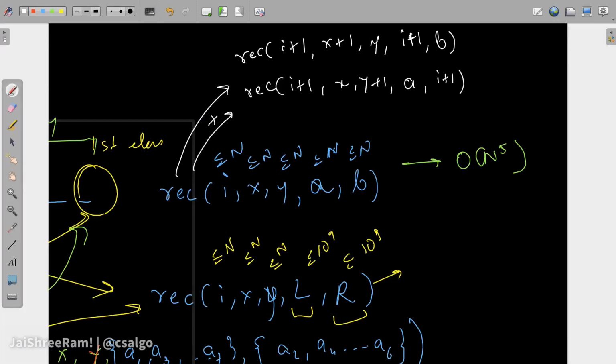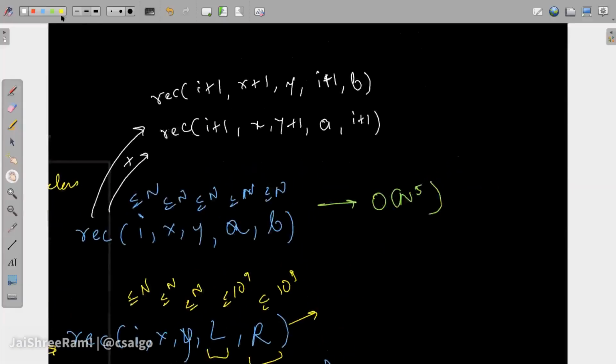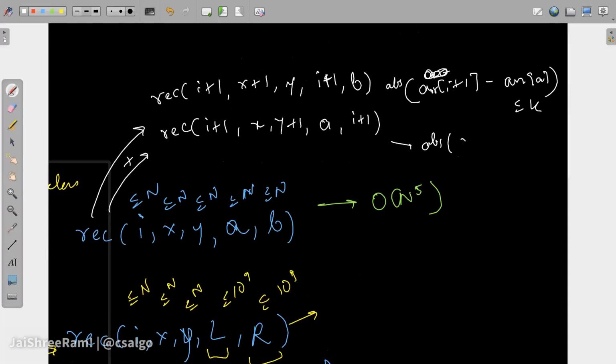Okay, these only happen with the two conditions in place: the absolute value of arr[i+1] minus arr[a] should be less than or equal to k, and the absolute value of arr[i+1] minus arr[b] should be less than or equal to k. Then only these two transitions are possible, right? These are the conditions, and if it's possible, then add it to this particular transition. So by that we can get the answer, okay?